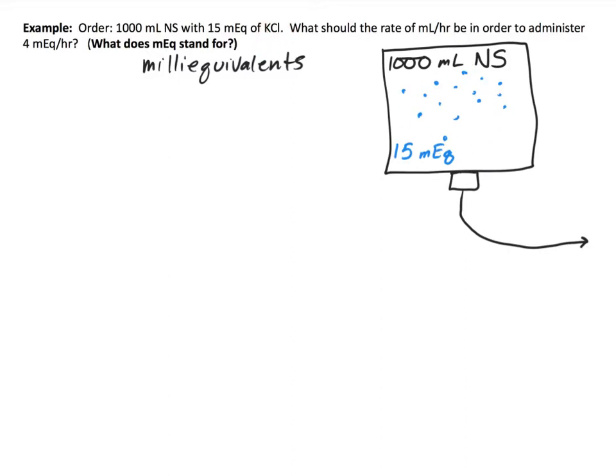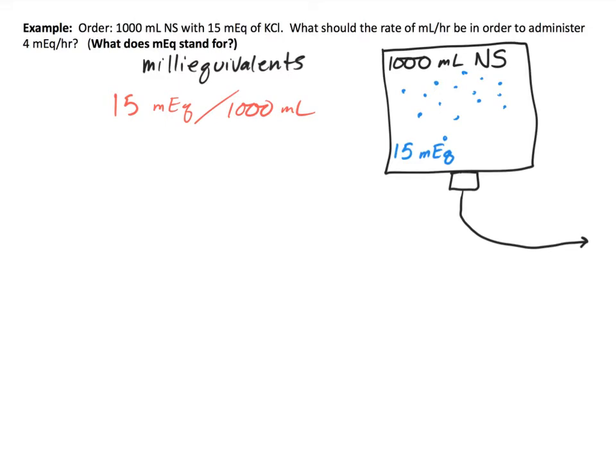It's common when we are talking about electrolytes. And when we say we have a bag of NS with 15 milliequivalents of KCl, that's telling you the strength of this bag. It's telling you there are 15 milliequivalents per 1,000 ml. And that's important, obviously. You can think of that almost as milligrams per ml. It's the strength, but it's not milligrams, it's milliequivalents per ml.